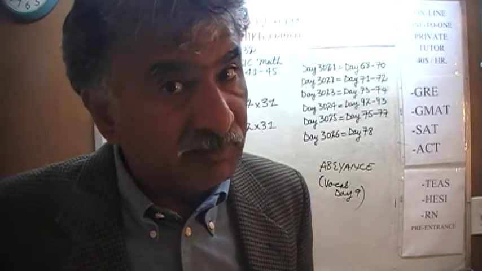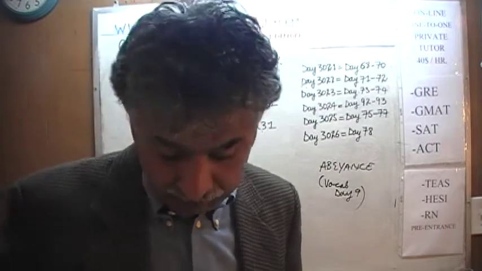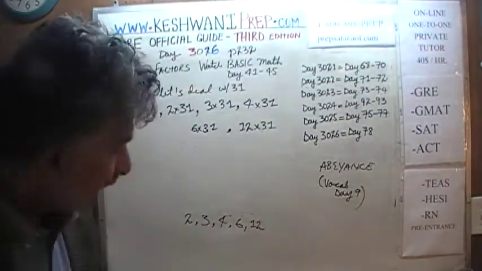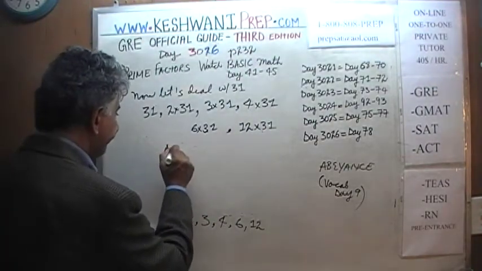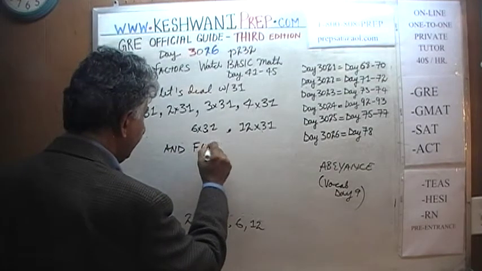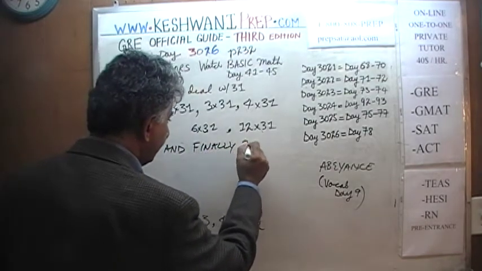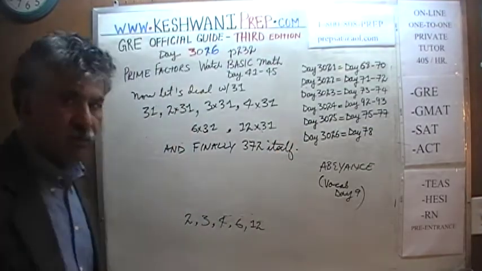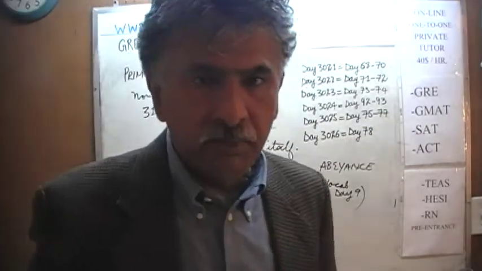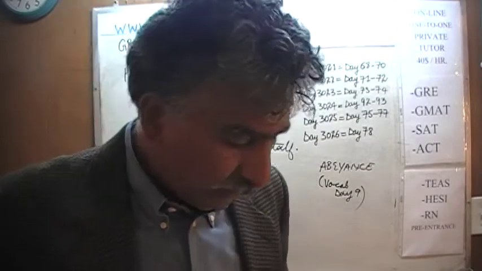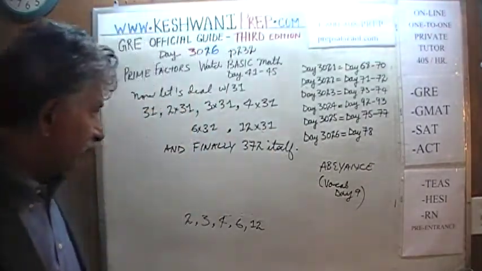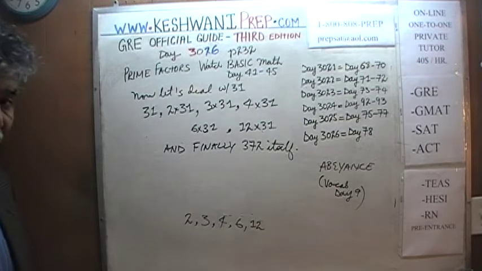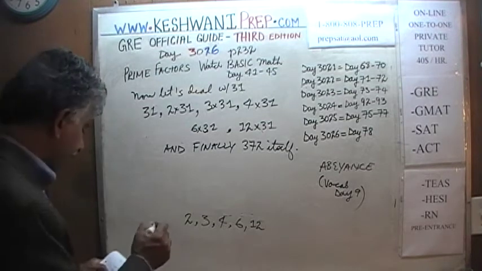Or are there? Did we miss something? Yes, we did miss something, didn't we? And finally, 372 itself. Of course, 372 is a factor of 372, isn't it? Any number, of course, is a factor of itself. So is the list complete now? Is this the complete list now? The answer is still no.